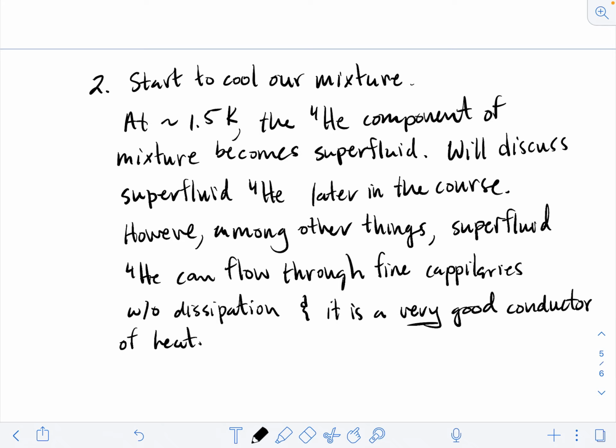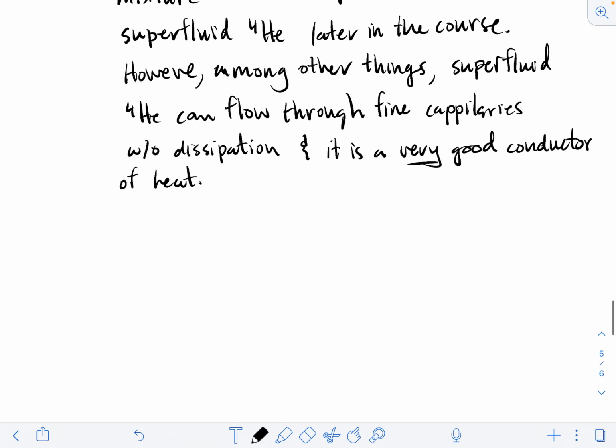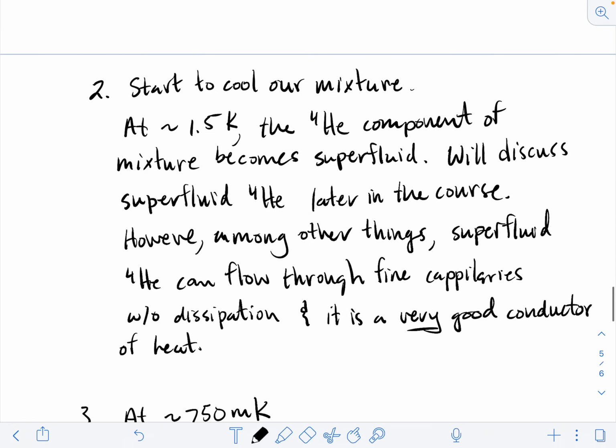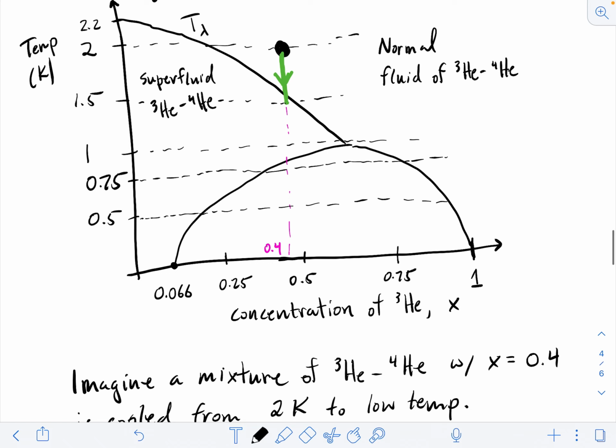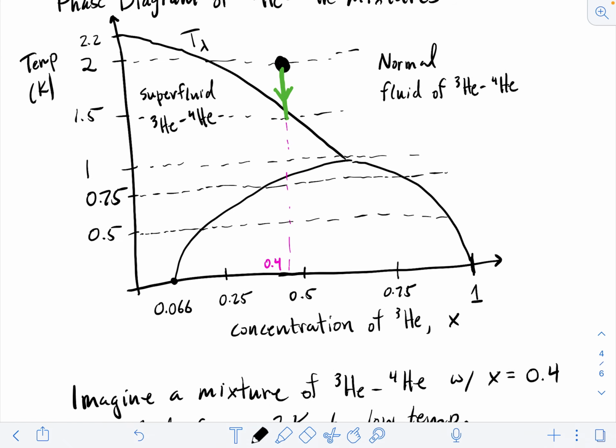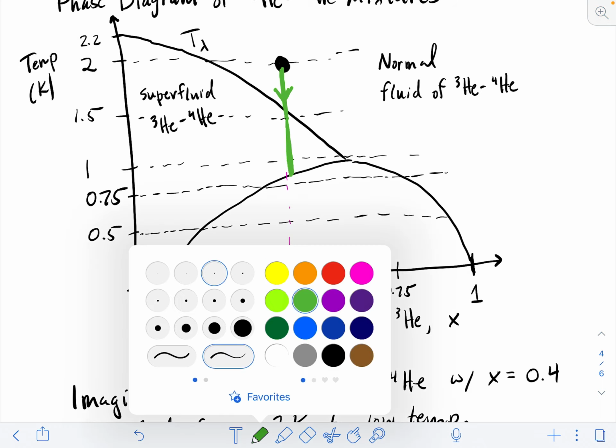Okay, so what we imagine doing then is we continue cooling, and then maybe we reach a temperature of something like 750 millikelvin. So we cool this and we reach sub-Kelvin temperatures, and then what's going to happen here is we're going to run into this dome. The inside of this dome is known as a forbidden region.